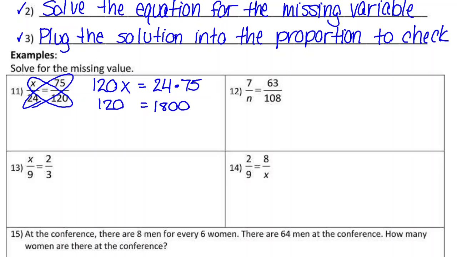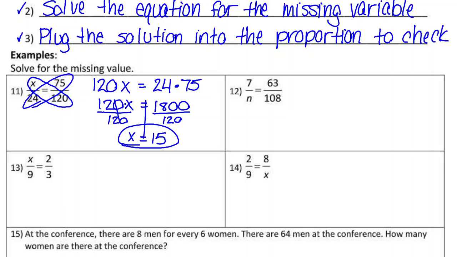I get 120x. Now my goal is to get x by itself because I have to solve for that missing variable. These are stuck together by multiplication. That inverse is division. So I have to divide both sides by 120, and if you need to draw the line down the middle, do that please. These cancel, so I'm left with x is equal to, and 1,800 divided by 120 is 15. So x should be equal to 15.